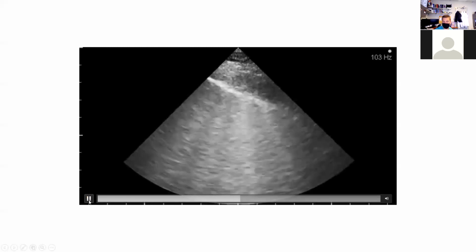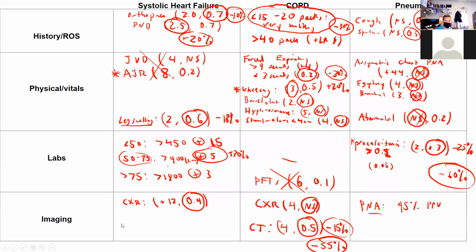So he did have this. So how do we incorporate ultrasound into this? Well, actually, ultrasound, and B lines especially, can be one of the most helpful things in diagnosing heart failure. There are other things that can cause B lines though, right?